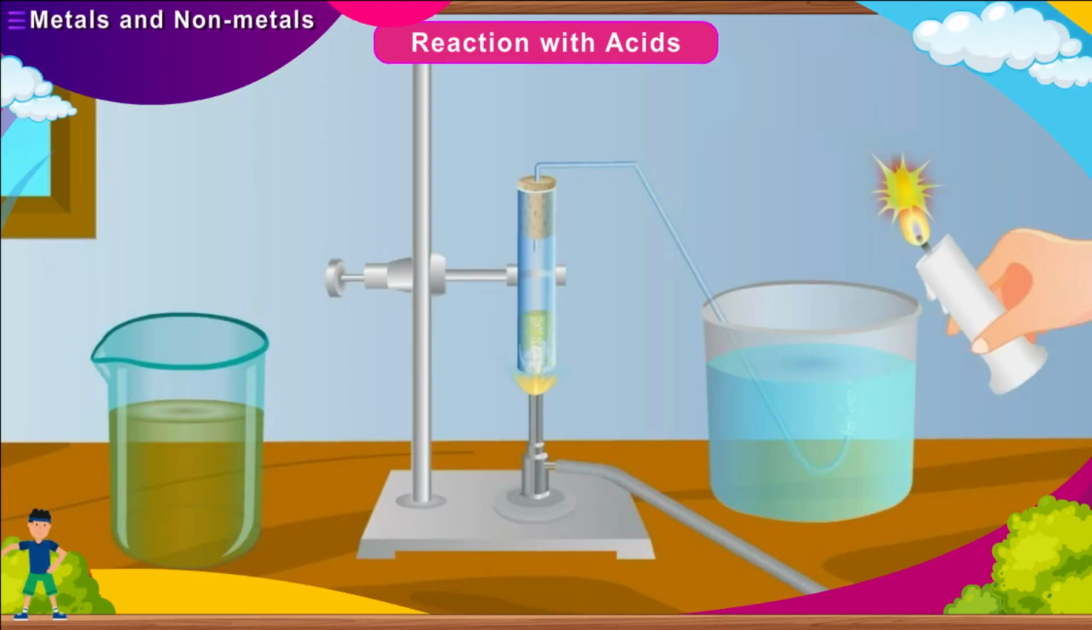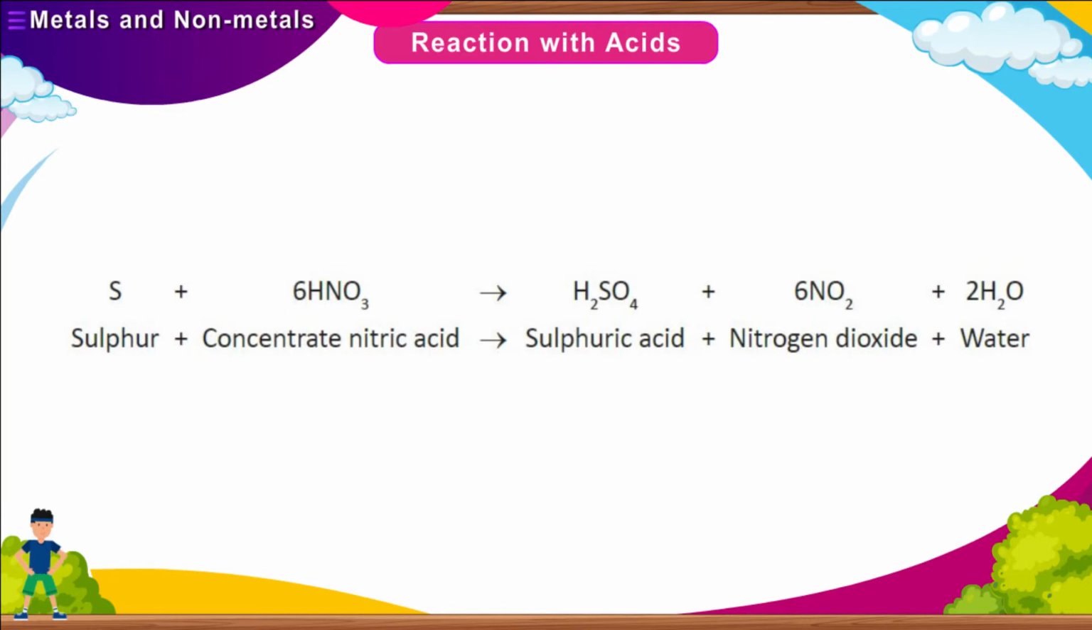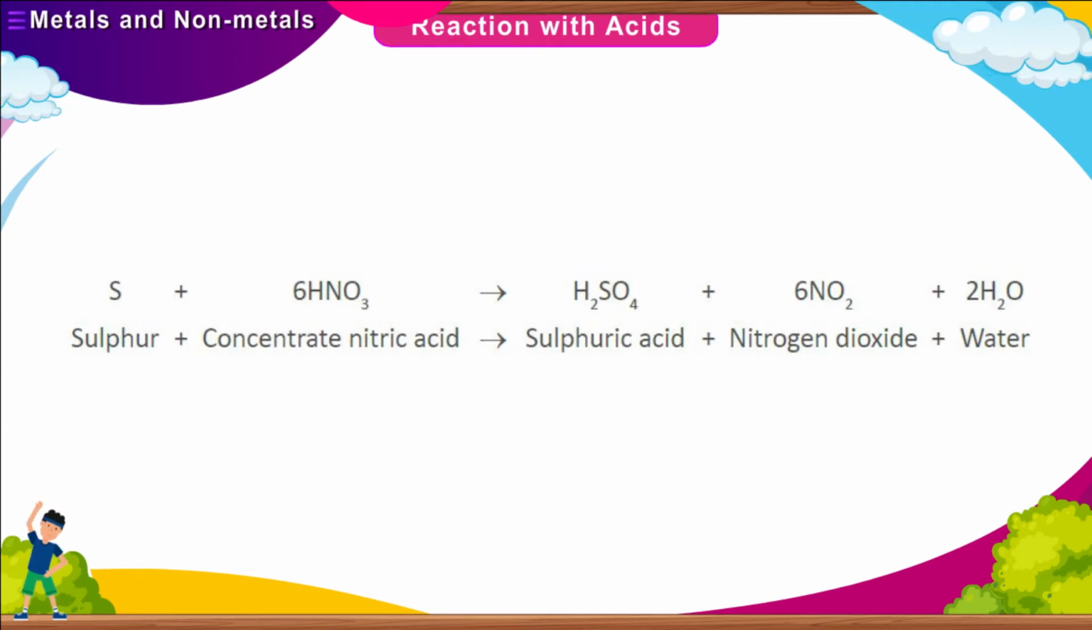Nonmetals. Nonmetals do not displace hydrogen from dilute acids. Some nonmetals, however, react with concentrated acids to form the corresponding oxyacid. Example: sulfur plus concentrated nitric acid gives sulfuric acid plus nitrogen dioxide plus water.